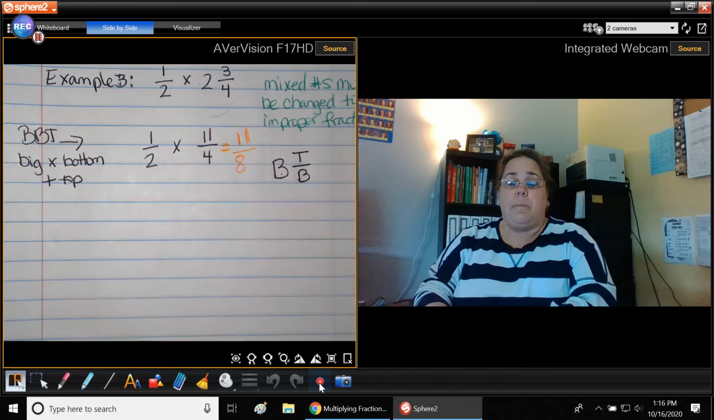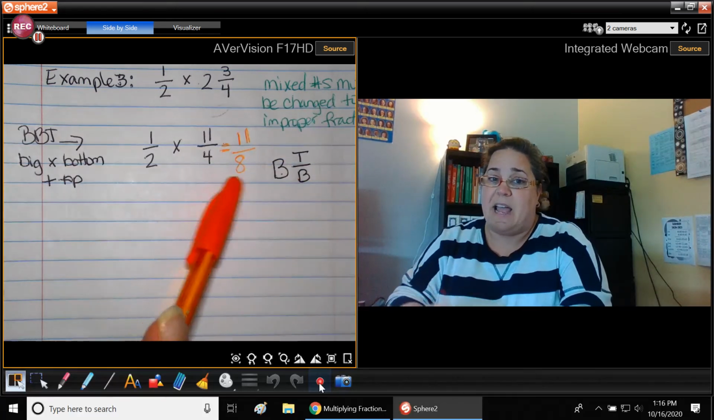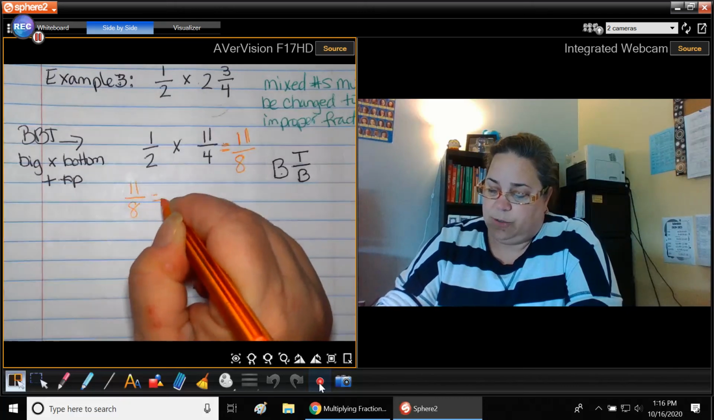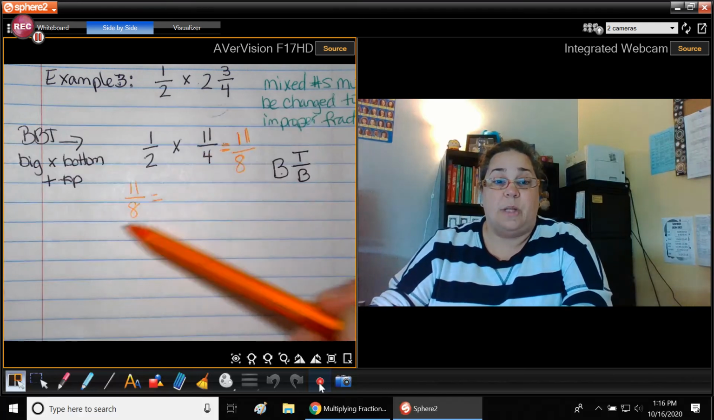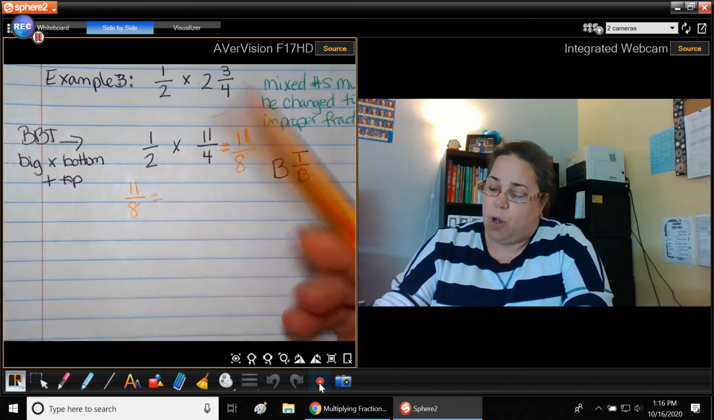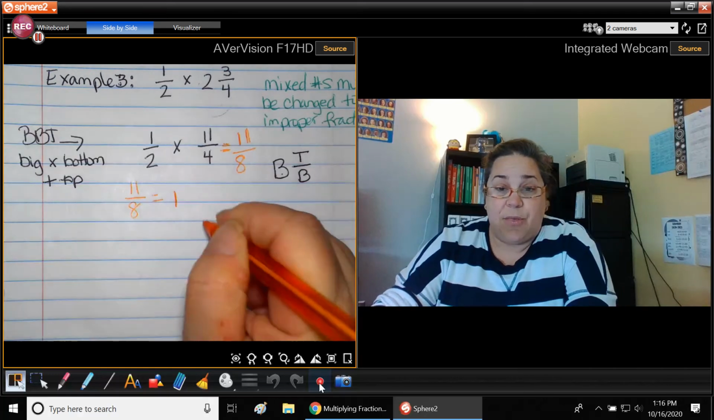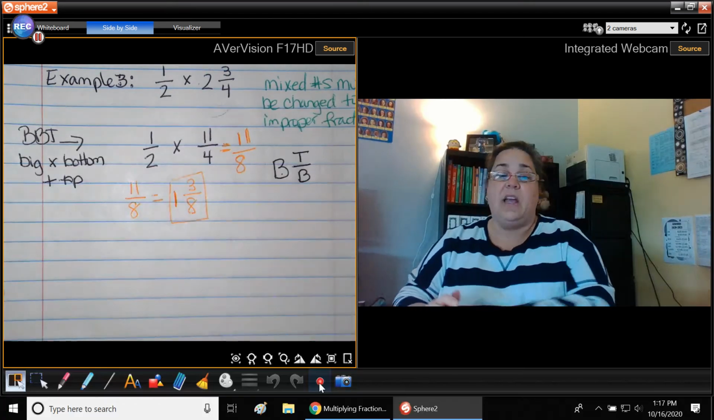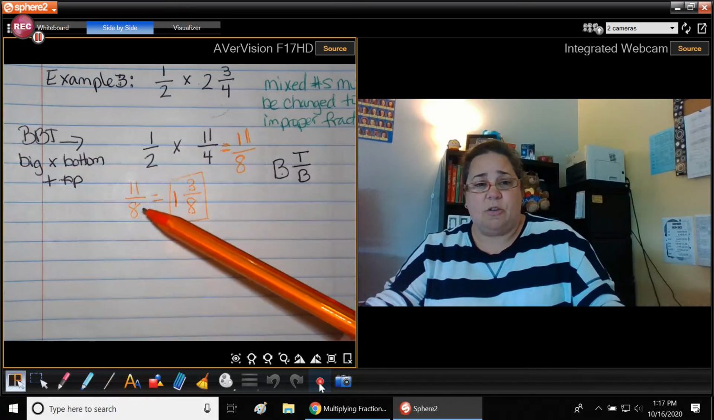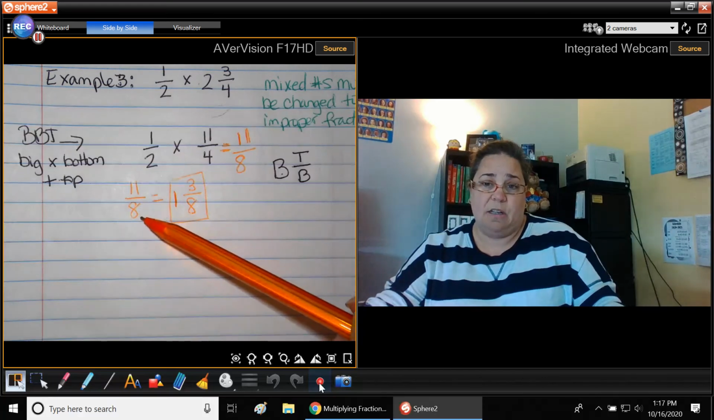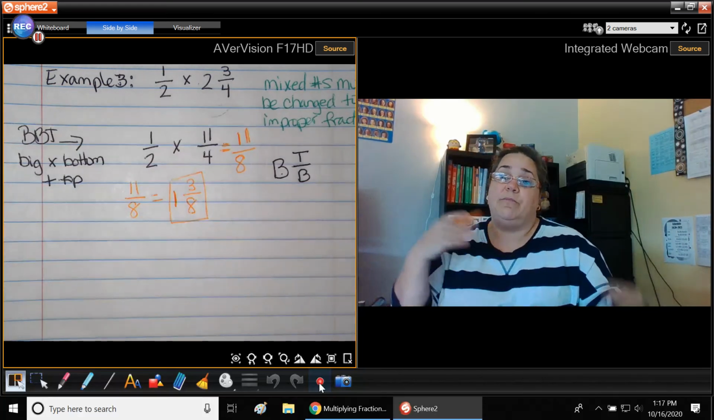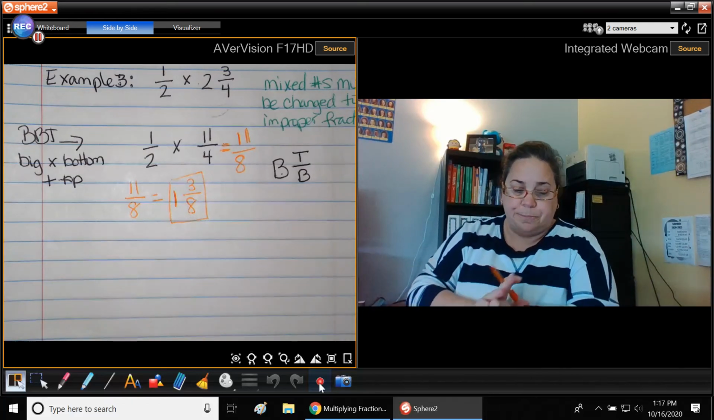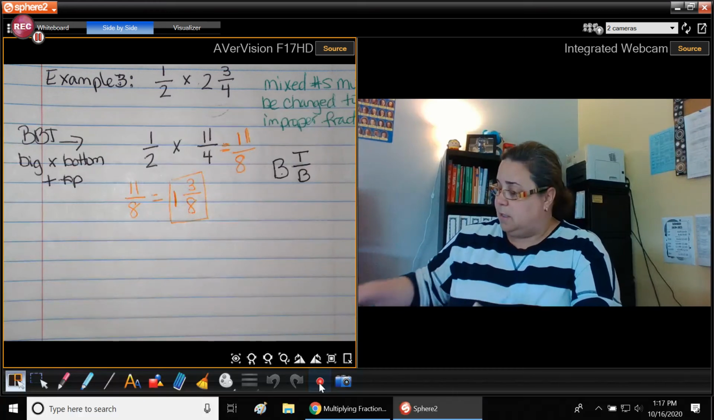Okay? But remember, that's not good enough. I have to simplify. So 11/8 is equal to, divide 8 into 11. 8 goes into 11 one time, and I have 3/8 left over. Okay? Now, if you're doing the EOG and it's the gridded response, you're going to want to put the improper fraction. But if it's any other time, like for me or something, you're probably going to want to put the simplified version, okay?